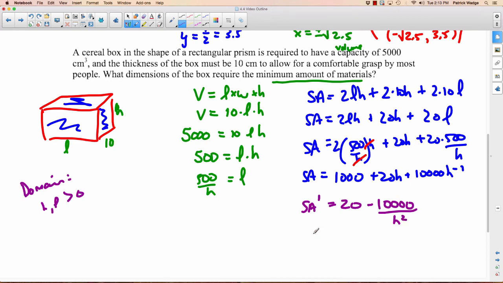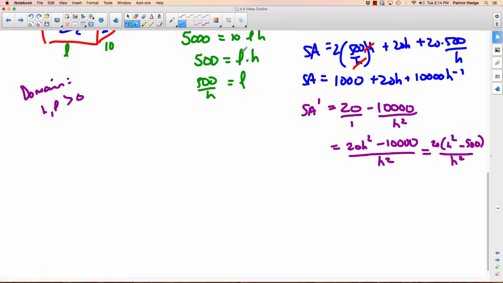And as we've said several times, what we want to do is get it over a common denominator. So multiply top and bottom here by h squared. You'll get 20h squared minus 10,000 all over h squared. And let's factor the top by taking out a 20. You'll have 20 times h squared minus 500 all over h squared. Great, now we can get the critical values.